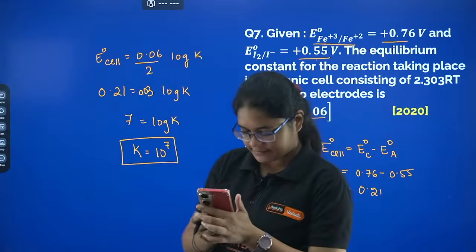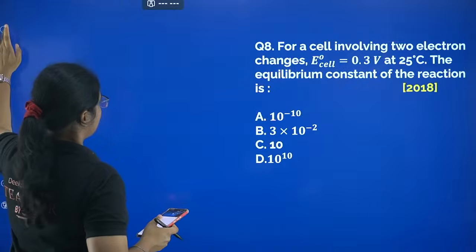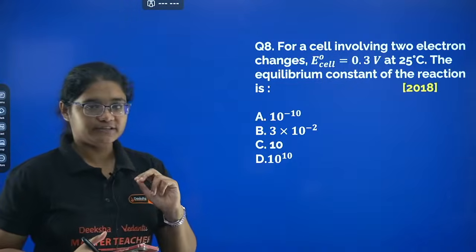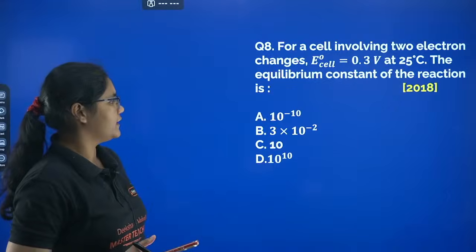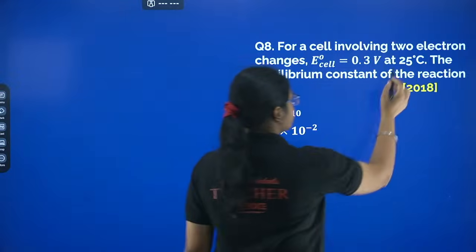Yes, Aishwarya has given me the correct answer. Absolutely correct, dear. Moving to the 8th question. For a cell involving 2 electron changes, the E naught value is given. The equilibrium constant is asked, again a similar question. The n value is 2 here.